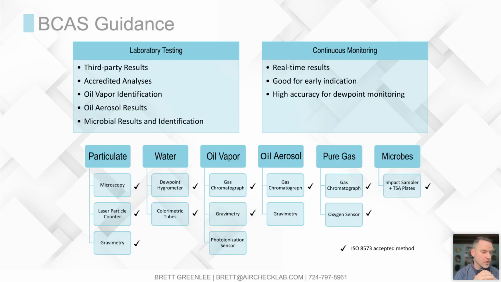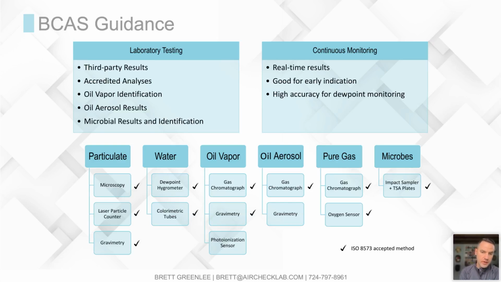Oil vapor identification: at Trace, with laboratory testing, we can take those oil vapors that we may find as contamination in your system and identify those hydrocarbons to help you point out where they are. We can do oil aerosol, which is oil particulate rather than oil vapor. And then microbial results. We can also help identify those microorganisms.